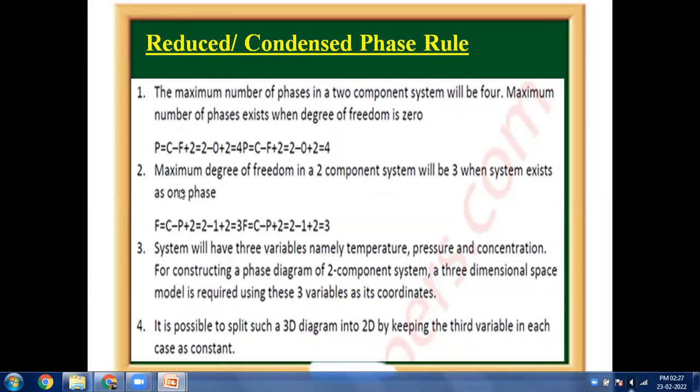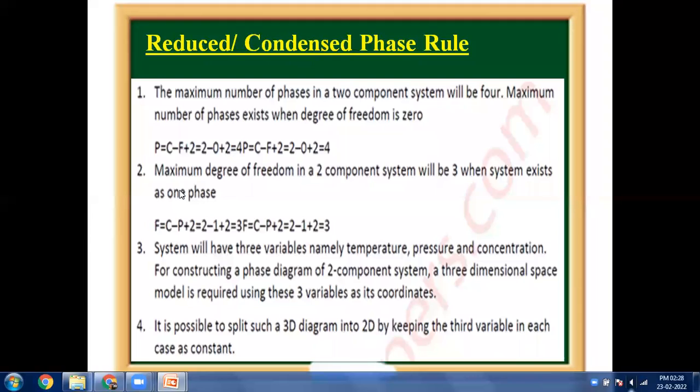But the degree of freedom, if you just recall the definition, the degree of freedom speaks about the three important factors. What are the three important factors? Temperature, pressure and concentration. Concentration in terms of composition. ठीक है. तो ये थ्री इंपॉर्टेंट जो वेरिएबल्स है या फैक्टर्स है जो डिग्री ऑफ फ्रीडम को एक्सप्लेन करते हैं, ये मैक्सिमम है.